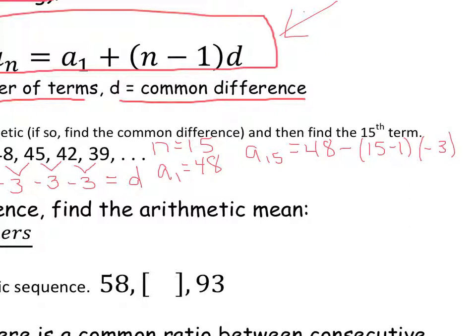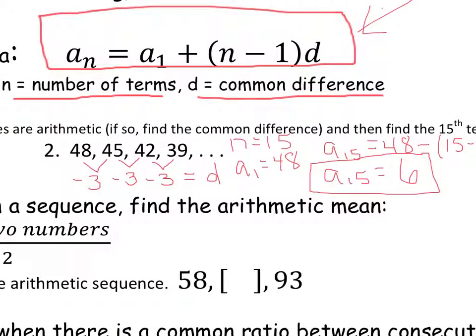If you do that math, make sure that you do the parentheses first and follow your order of operations, your 15th term is going to be 6. So that's the 15th term. Make sure when you're doing calculations like this that you take a look at the sequence and see if you think that 6 makes sense to be the 15th term. Notice the numbers are going down, so you know that the value is going to get smaller, and to me it seems like 6 makes sense.